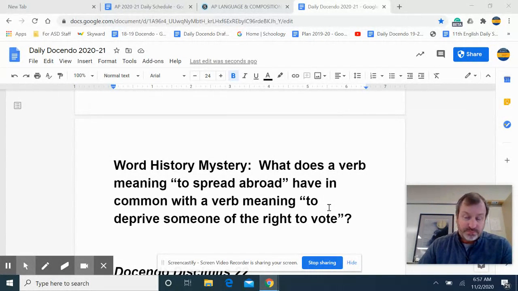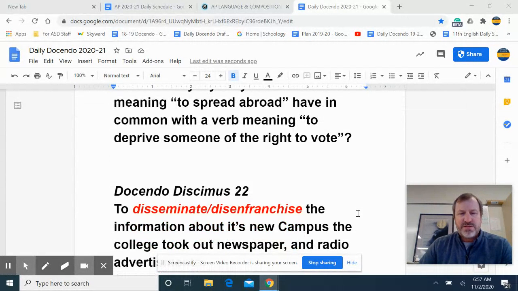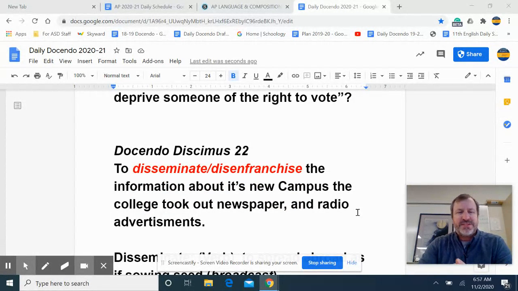Today is 11/2. Tomorrow is our election day, so it's an appropriate word to talk about, either the word for the right to vote or a word, in this case, to deprive someone of voting. All right, so now let's think of ourselves as editors with our sentence.